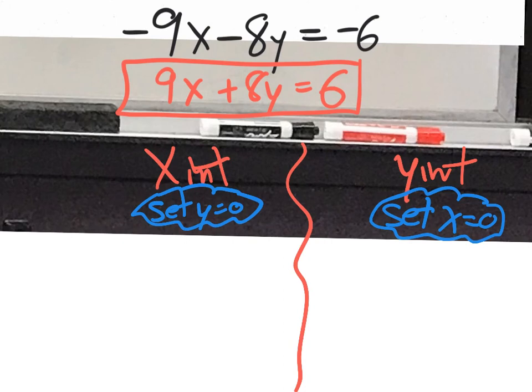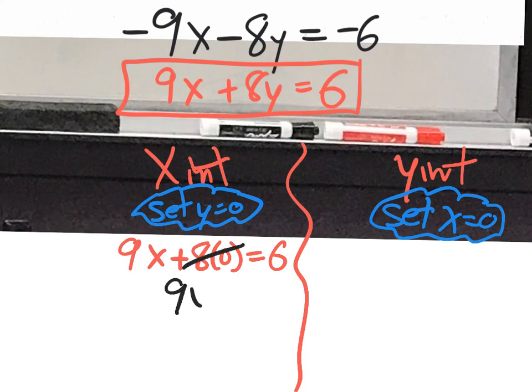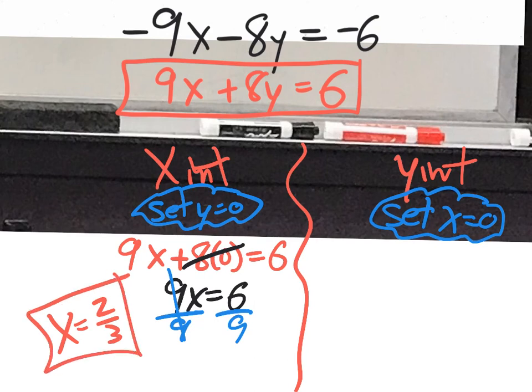So if I set y equal to 0, my equation is going to read 9x plus 8 times 0 equals 6. 8 times 0 disappears. So I really have the equation 9x equals 6. Final step would be to divide by 9, divide by 9. So I really have x equals 6/9, which, if you reduce by 3, becomes 2/3. So the x-intercept is 2/3.